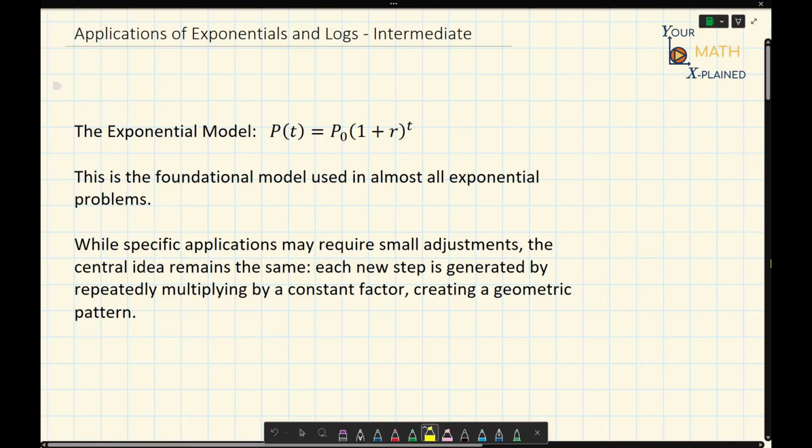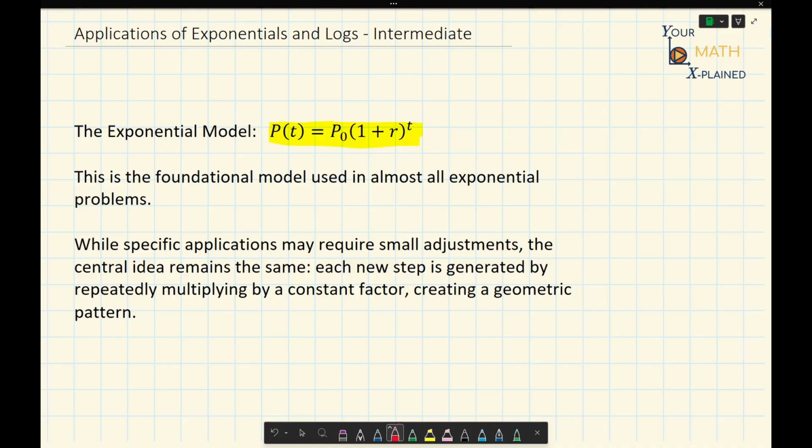So the exponential model says that P of t is equal to P0, also called P naught, multiplied by (1 plus r) to the power of t. This is the foundational model used in almost all exponential problems. So P of t here is the amount of whatever we're looking at at time t. That could be an amount of money, or an amount of some radioactive isotope. And P0 is the amount that we started with.